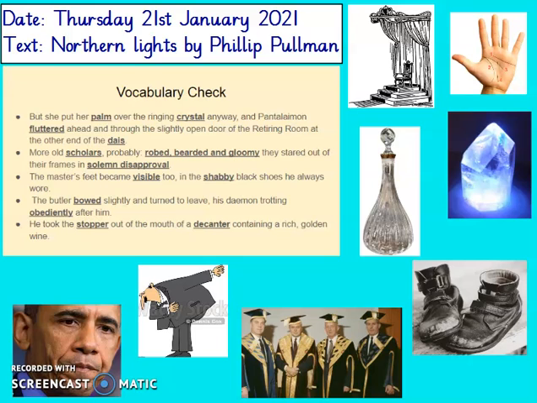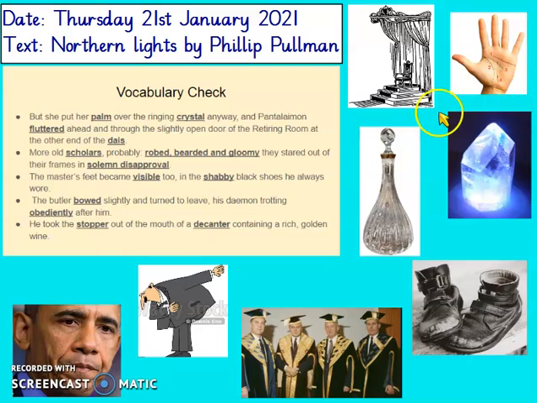Before we move on, let's check some of the vocabulary that was in the extract that we've just read. So the first one, she put her palm over the ringing crystal anyway. So a palm, if we look over here, is that part of your hand, the flat part. And a crystal is a precious stone.